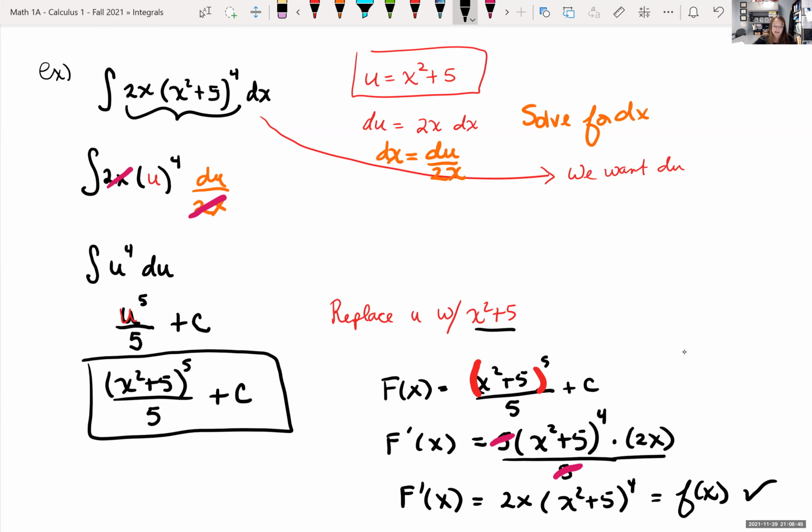And so we did this correctly. Okay, so we're going to just do a lot of these problems. But let me just outline the steps of what we just did and what you're going to be doing when you're using substitution for an indefinite integral.